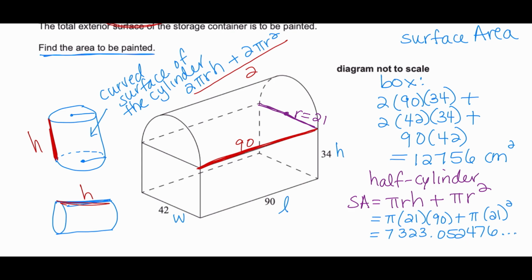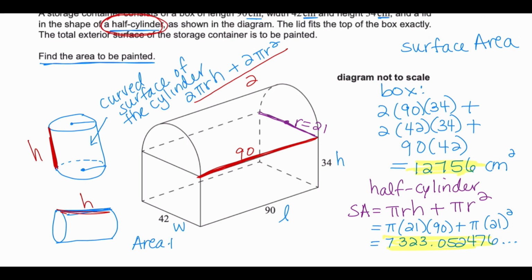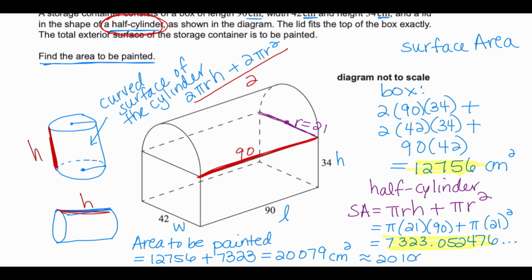So now you're going to take your two answers, the answer you got from the first part of the box, plus the answer that you got right now for the half cylinder, and you're going to add them together. So this means that the area to be painted is 12,756 plus 7323, which is going to give us 20,079 square centimeters. And if you want to take the time to rewrite this to 3 significant figures, you can. Otherwise, you would still get the final points for the final answer right now. But you can write this as 20,100 square centimeters, and that would be your final answer.